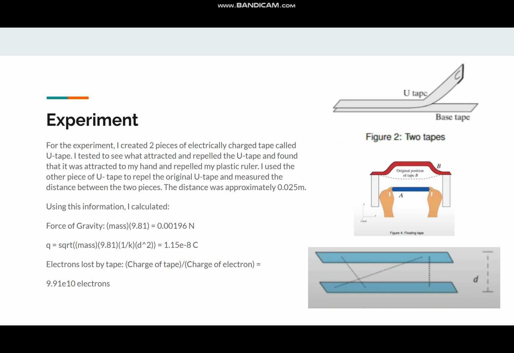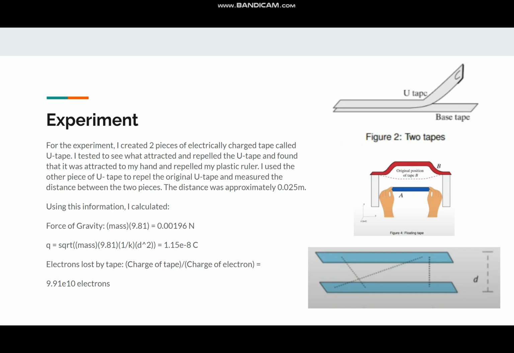Now, for the actual experiment, I created two pieces of electrically charged tape called U-tape. See the upper image in the top right. I tested to see what attracted and repelled the U-tape and found that it was attracted to my hand, but repelled my plastic ruler. I used the other piece of U-tape to repel the original U-tape, found in image 2, right below the first image, and measured the distance, and that distance was approximately 0.025 meters.